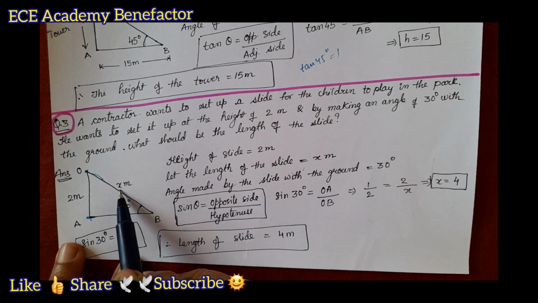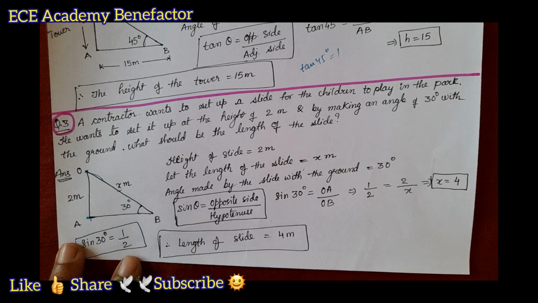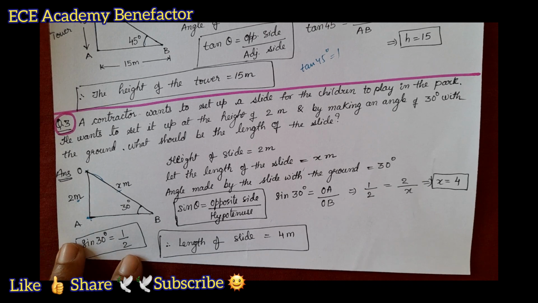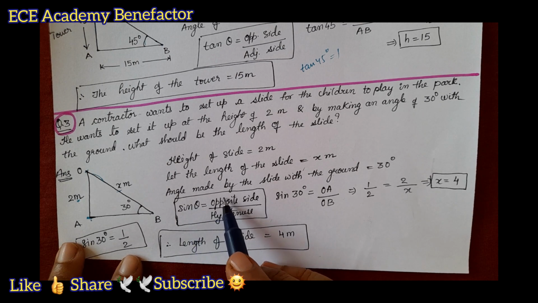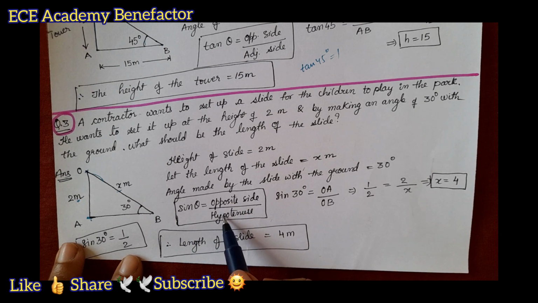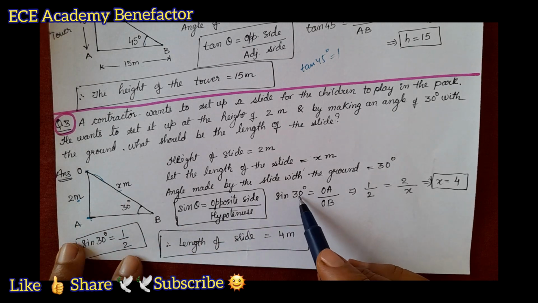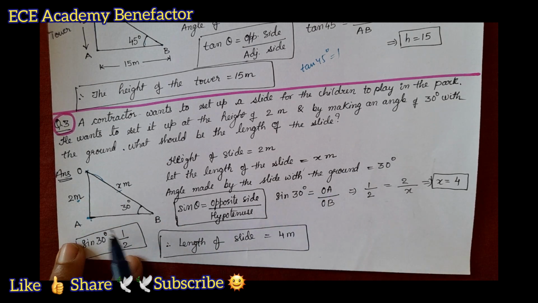What do we need to find here? This x we need to find, that is the hypotenuse of this right angle triangle. So, when we need to find the hypotenuse, what is given? The opposite side is given. So, which trigonometric ratio do we need to take here? That is sin theta. What is sin theta? Sin theta is equal to opposite side by hypotenuse. So, sin 30 degrees. The opposite side is OA. Sin 30 is equal to OA by the hypotenuse OB.